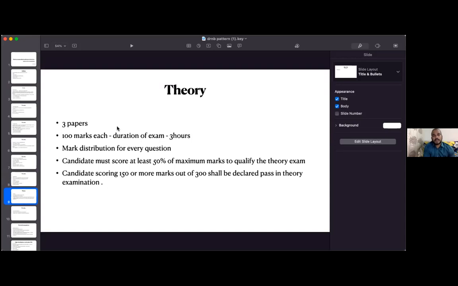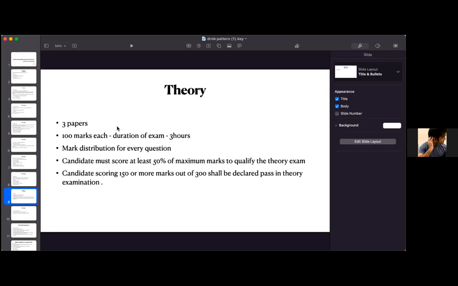So theory, basically, I'll just read this slide. We have 3 papers, 100 marks each, and the duration of each exam is 3 hours. And the time gap between the exams, Karthik, is it every day, or have we got any break? No, they'll be continuous. No break. 3 days back to back.